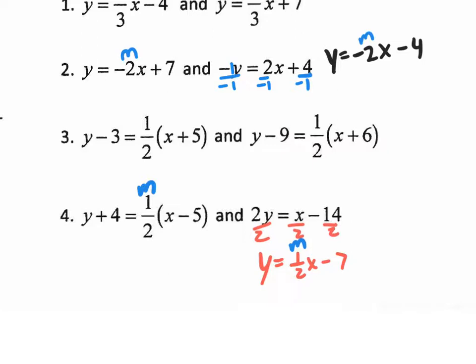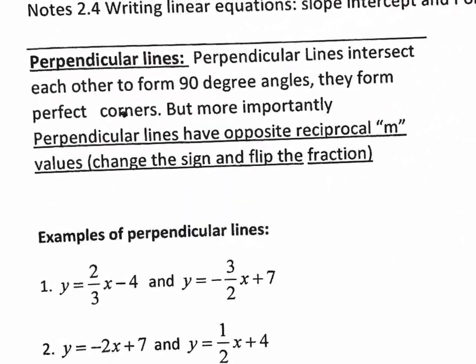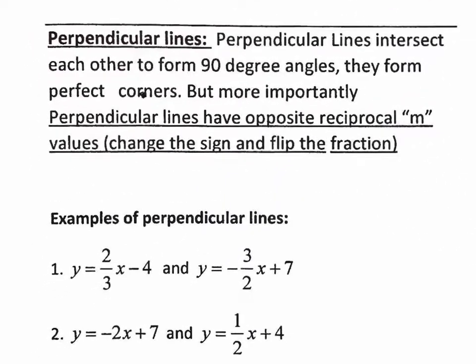Let's move on. Flip that paper over. Back here, we're dealing with perpendicular lines. Now, perpendicular lines are unlike parallel. Parallel never intersect. Perpendicular definitely intersect each other. They cross each other. And they actually are more specific than just crossing. They cross to form perfect corners, perfect 90-degree angles, right?